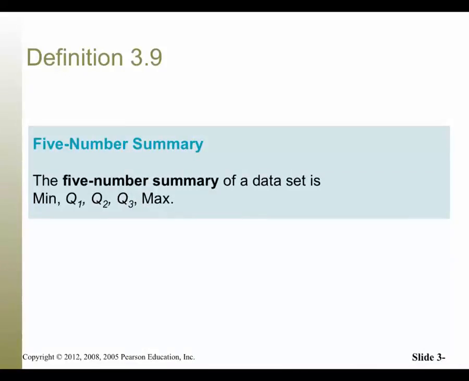So this is what's called the five number summary, what I just wrote on the previous page. The five number summary refers to the minimum data value, quartile 1, quartile 2, quartile 3, and the max. And the median and quartile 2 are the exact same thing.